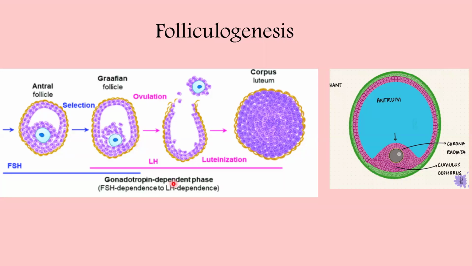And then the third thing that LH is going to do, it's going to luteinize the theca and granulosa cells to become the corpus luteum. We're going to learn more in detail about the corpus luteum later, inshallah. Okay? So I hope all of this is clear for everyone.